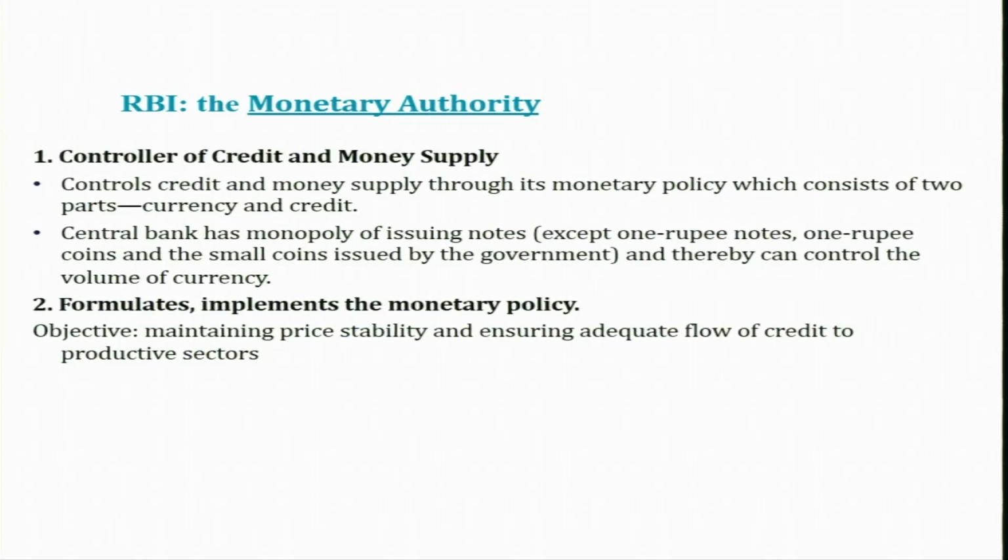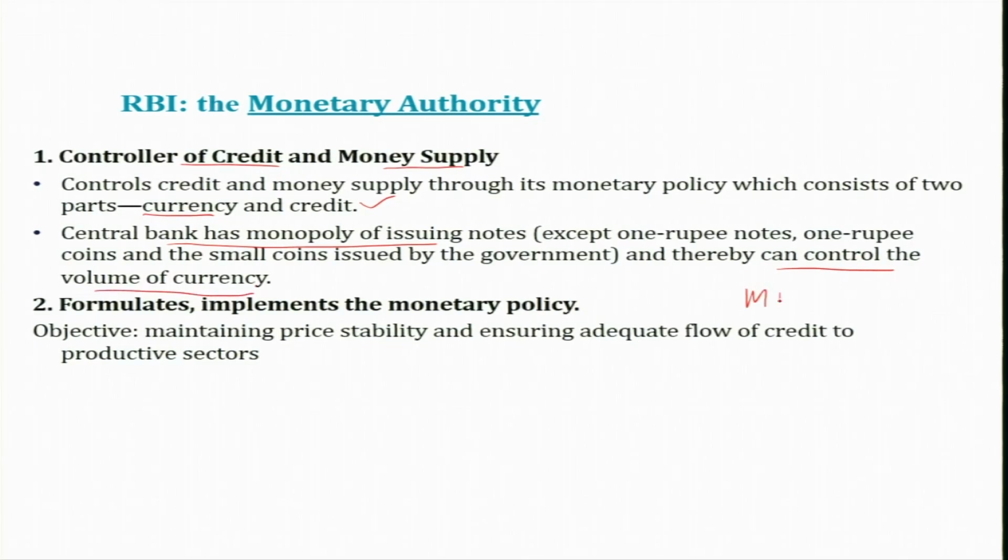By now you are familiar that RBI is the monetary authority in the country. It is the controller of credit as well as the money supply in the economy. It controls credit and money supply through its monetary policy, which consists of two parts. One is the issue of currency, and the other is influencing the credit supply within the banking system. The central bank has a monopoly of issuing notes, as you know that except some coins, the rest of the currency is mainly issued by the central bank, and thereby it can control the volume of currency.